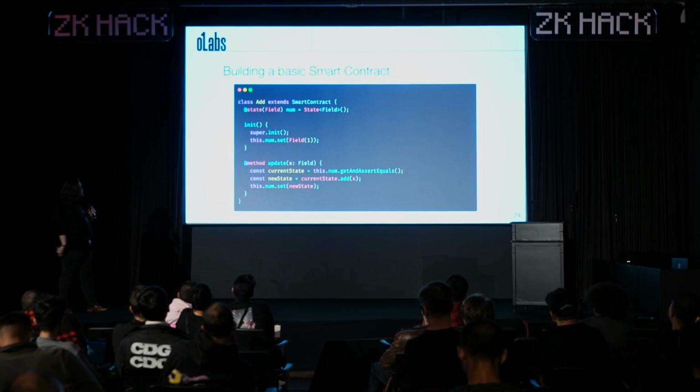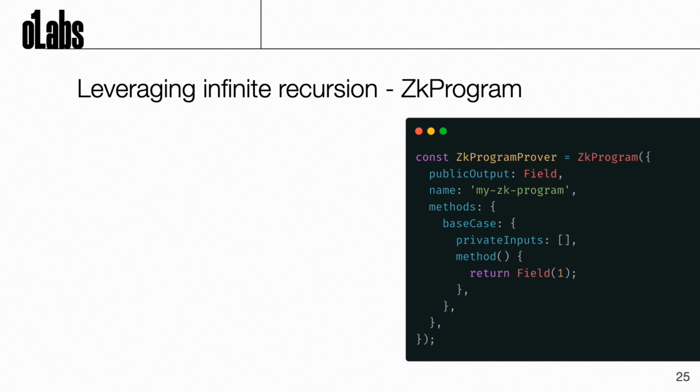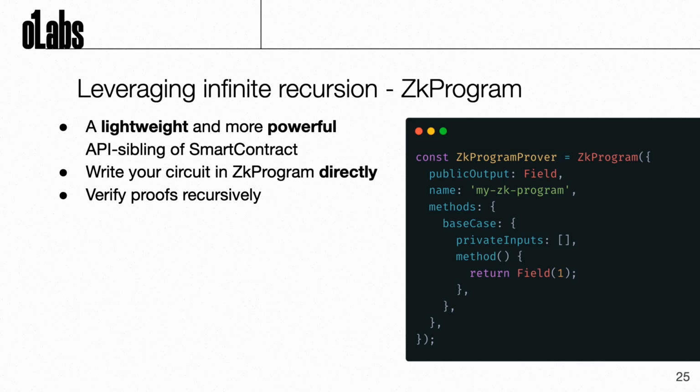So yeah, that's pretty much a very basic smart contract that you will have access to as soon as you spin up the ZK app CLI and go through the tutorials. But there's more, actually. There's something we call ZK program, which is a sort of lightweight and powerful API sibling of smart contract. It allows you to write circuits directly without any protocol features, any auxiliary data types that you need, or any access to the Mina protocol itself.